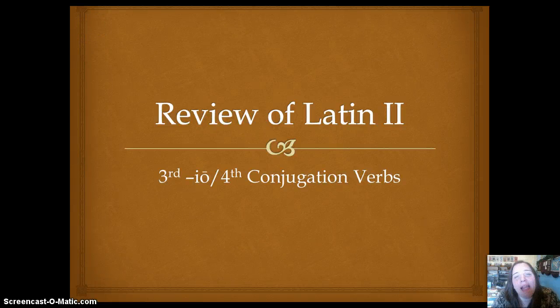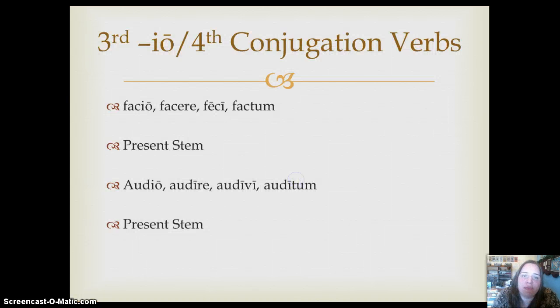Salvete discipuli. Today we are reviewing 3rd-io and 4th conjugation verbs. Again, the majority of what you need to do for these videos is to remind yourself of the paradigm, of the example, of the pattern on how to conjugate these verbs.